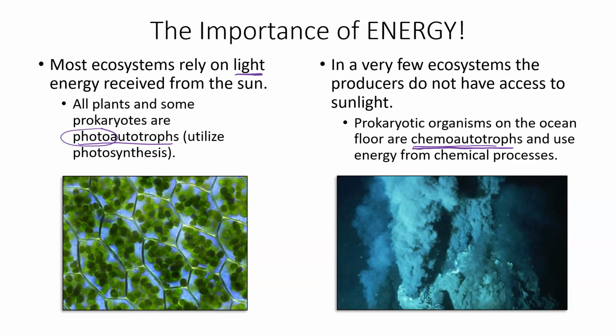So two types of producers: one uses light, one does not. The ones that use light are called photoautotrophs. The others that do not use light are called chemoautotrophs. Chemoautotrophs go through chemical processing, while photoautotrophs utilize photoprocessing, or photosynthesis. I know that we've talked about photosynthesis in detail, and if you need a refresher, go back to those videos.